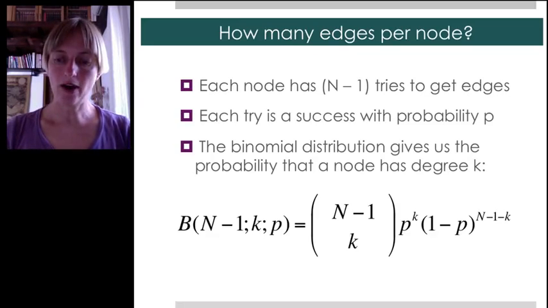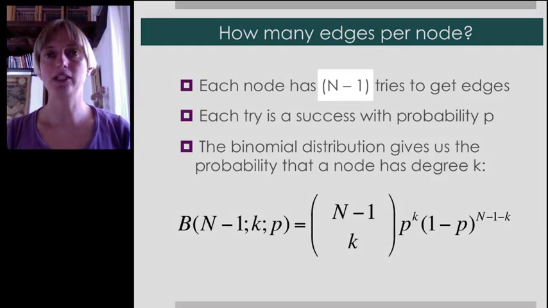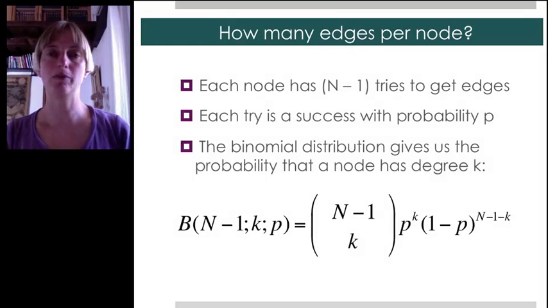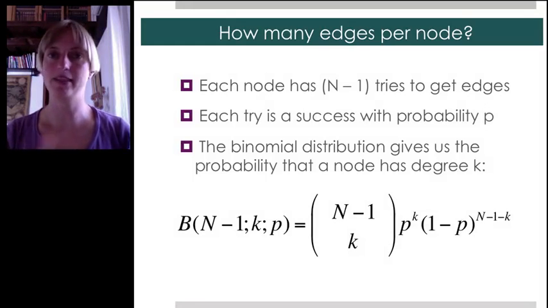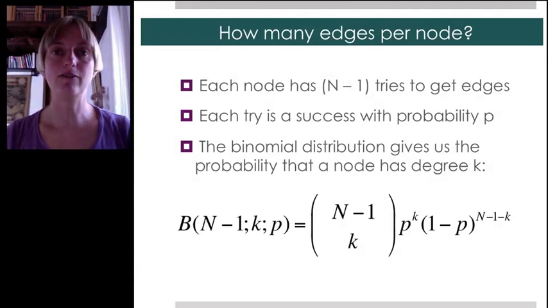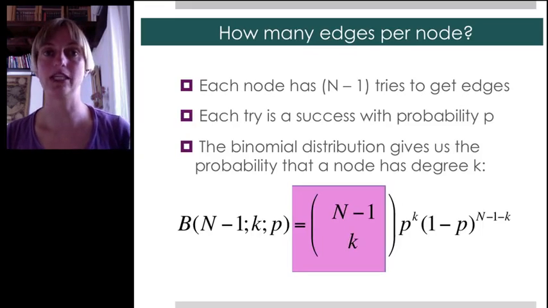Back to how this might happen, if we're doing a little thought experiment, each node is looking at the n minus 1 other nodes, and it's flipping a biased coin, which with probability p is going to say link to that particular node, and with probability 1 minus p is going to say not that one. And the distribution that describes this process exactly, the coin flipping, is the binomial distribution. So what we're interested in is, out of n minus 1 tries, what is the probability that k of them are successful? That is, what is the probability that the node will have degree k?